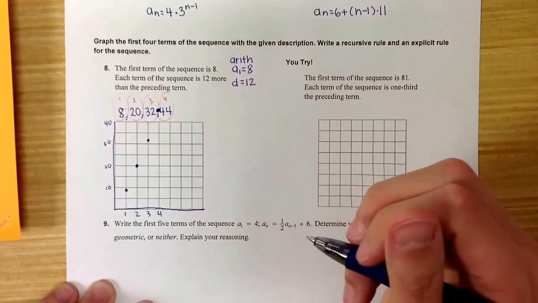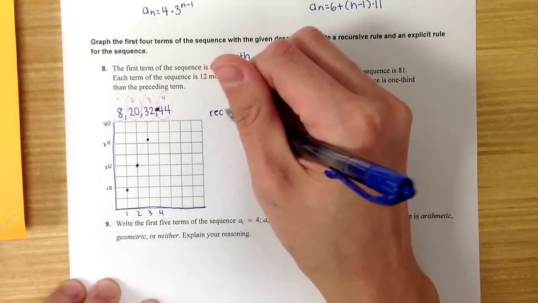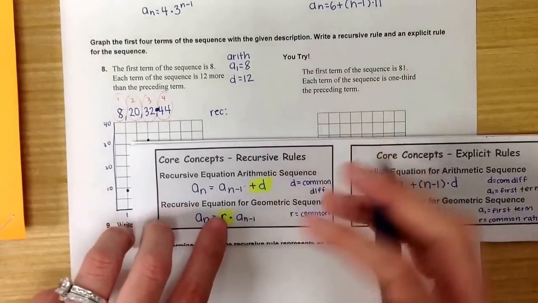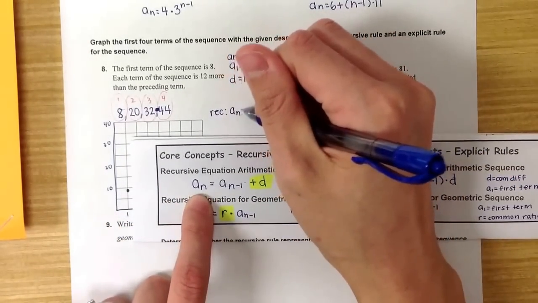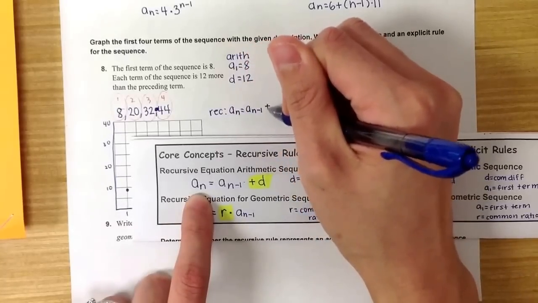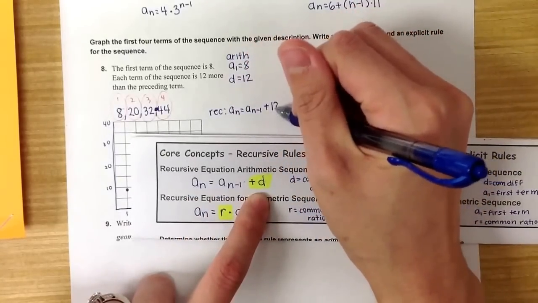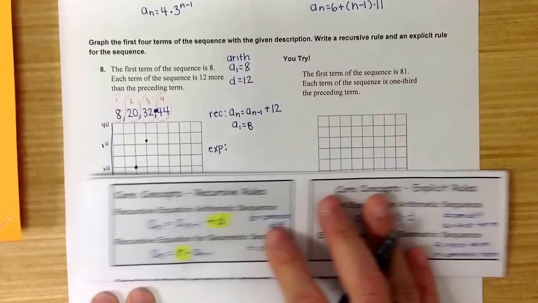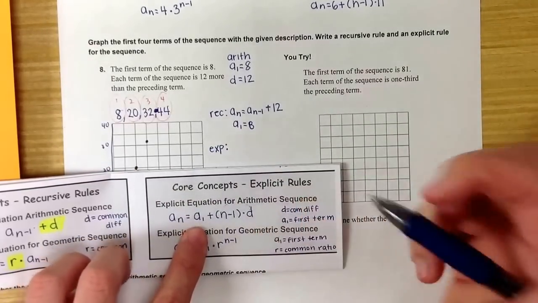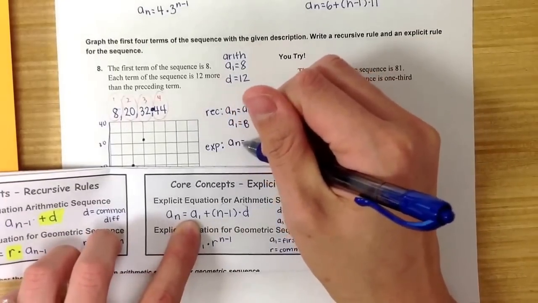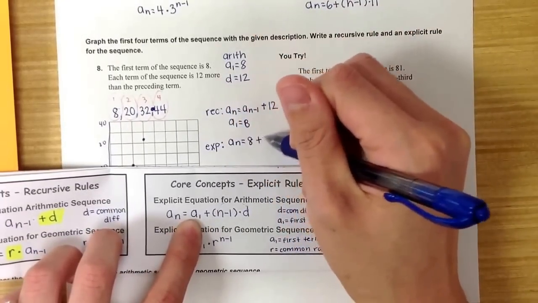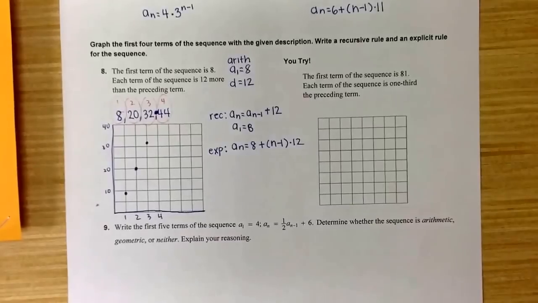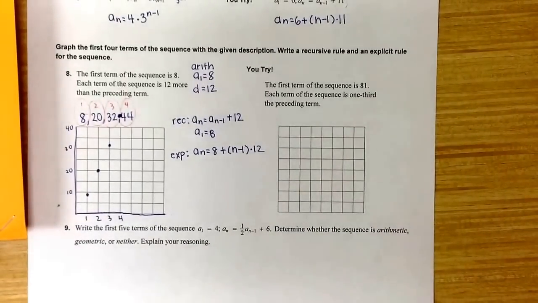Okay, next part of the question is asking me to write the recursive rule and write the explicit rule. Okay, given this information. So, the recursive rule for arithmetic says a_n equals a_(n-1) plus d. Common difference, what is it? 12. Remember, for recursive rules, we also need to write what is a1, which was 8. Okay, explicit rule. Right here. Copy it down. a_n equals a1. What is a1? 8, plus parentheses n minus 1 times d. What's your common difference? 12. So that's my answer. Please pause the video, try the next one by yourself.